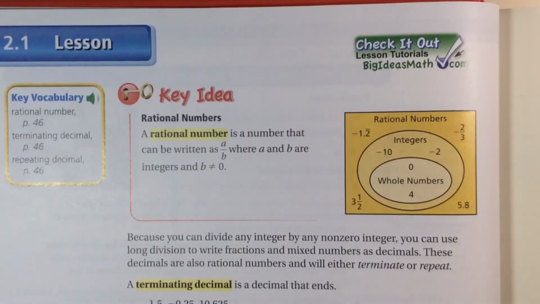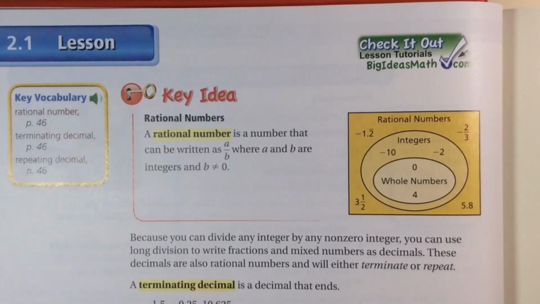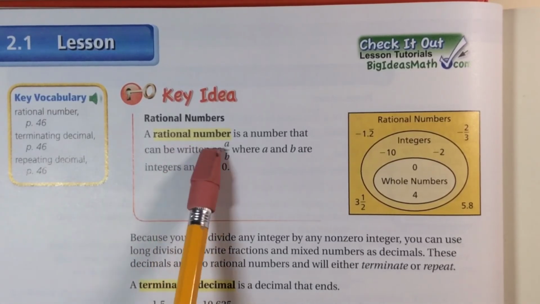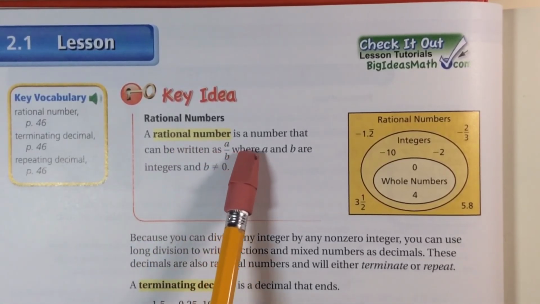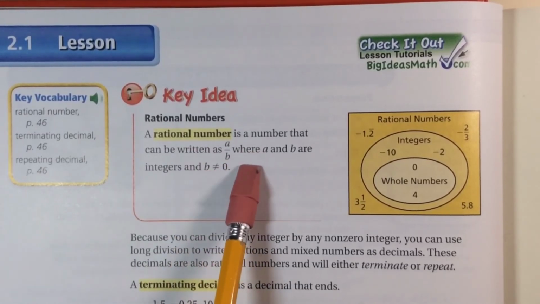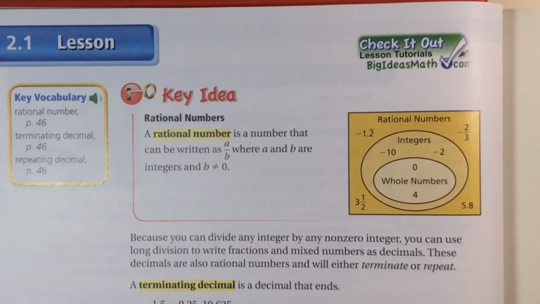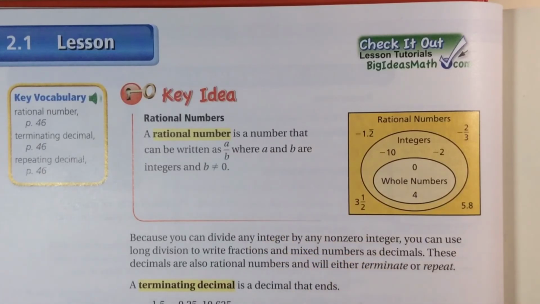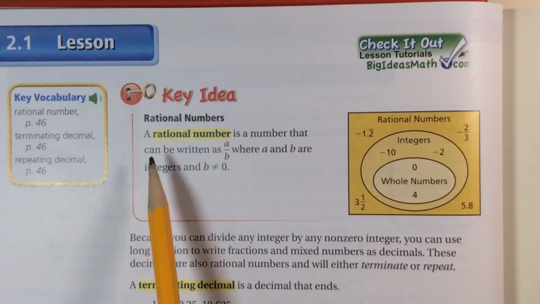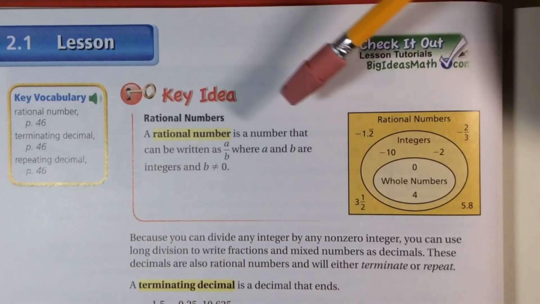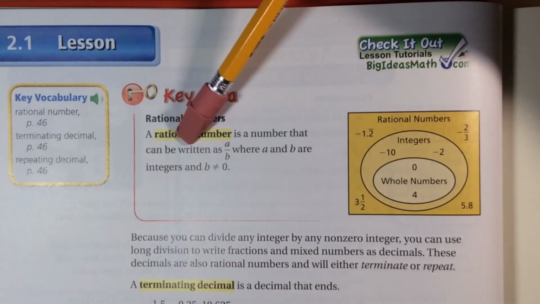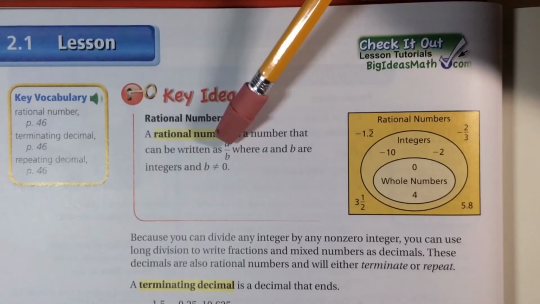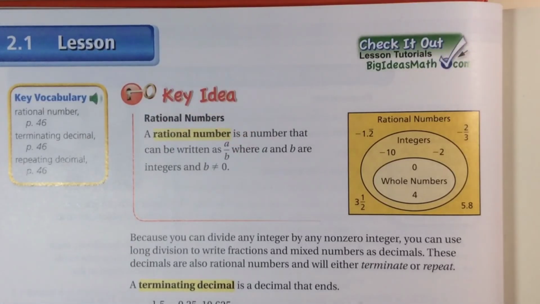All right, well, this is lesson 2.1, and it starts on page 46 in your textbook. We're starting out with the key idea, rational numbers. So a rational number is a number that can be written as a over b, where a and b are integers and b cannot be 0. Well, we knew b couldn't be 0 because you can never have 0 in the denominator, because that would mean you're dividing by 0. But really, a rational number is any number that can be written as a fraction, or any number that can be written as a ratio, which is where rational comes from. A ratio-able number. So we can turn it into a ratio.